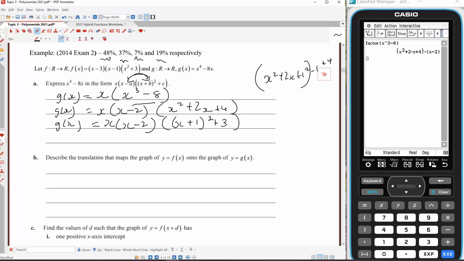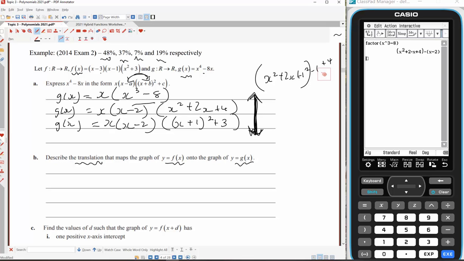Okay, describe the translation. They're telling us what the transformation is: a translation that moves f of x onto g of x. So here's f of x and here is g of x. What moves that to that? On the surface it seems quite tricky to work out the transformations going from there to there. But you've got to question, why did they get us to do this particular question here? The answer is that when I express this in this form, it gives us a clue about what's going to happen.